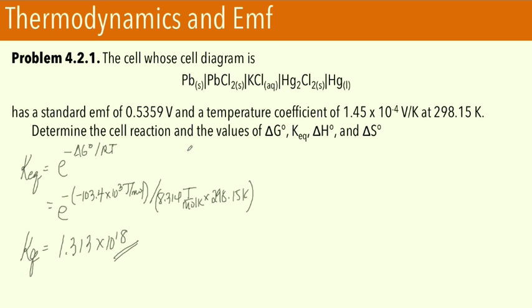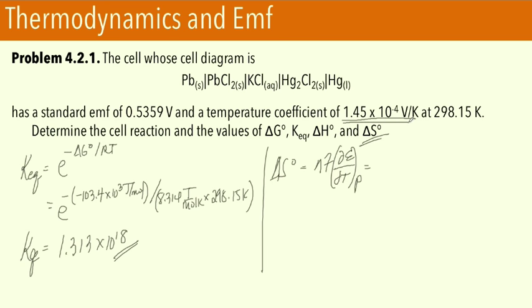Next we want to calculate delta H naught and delta S naught. It's probably more useful to calculate delta S naught first. Delta S naught is just going to be equal to nF times the corresponding temperature coefficient, that is the partial of E with respect to T at constant pressure. We're just given the temperature coefficient over here.